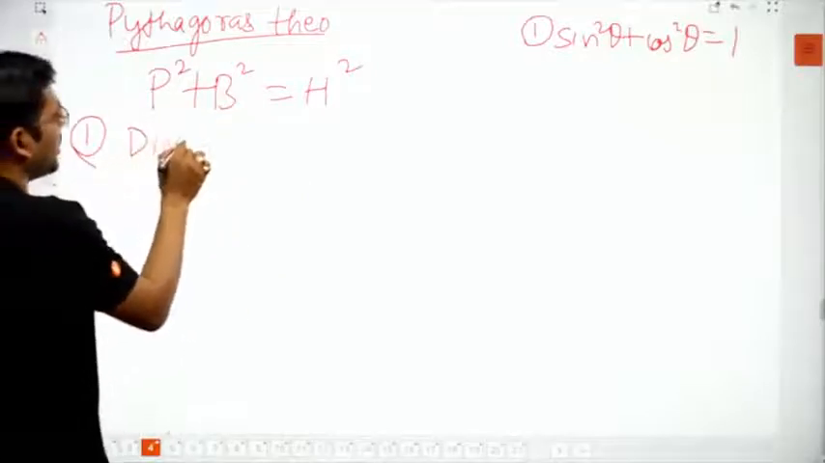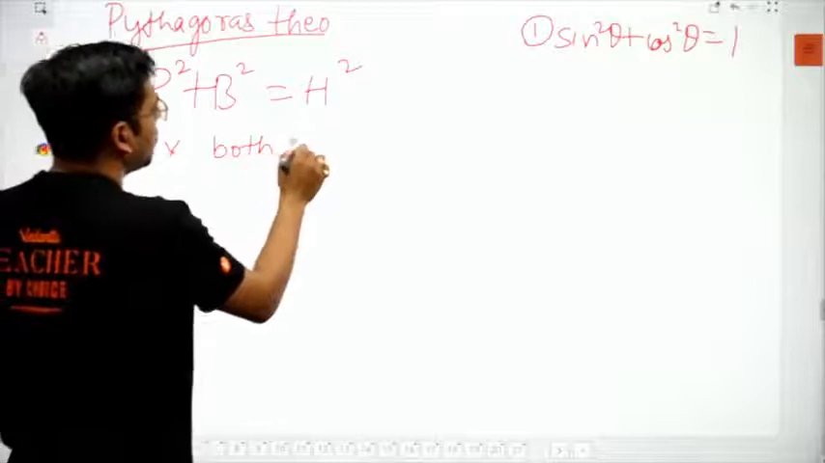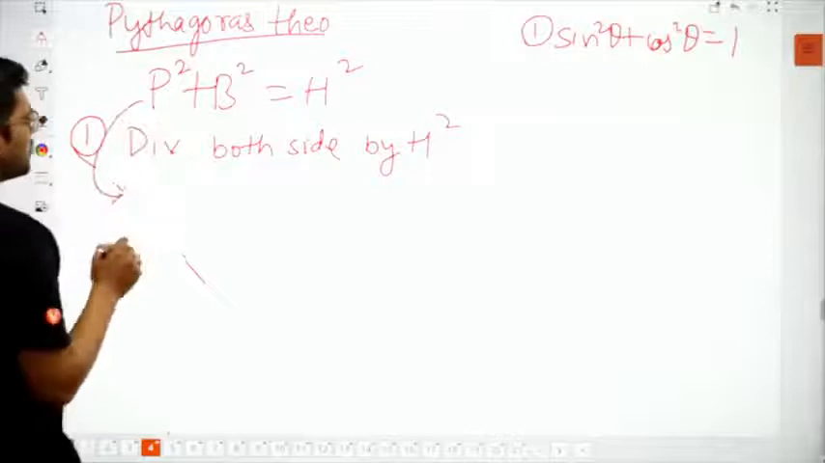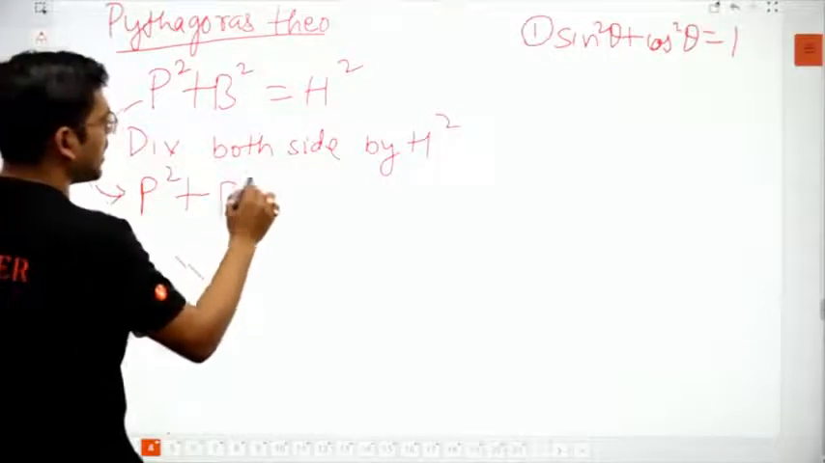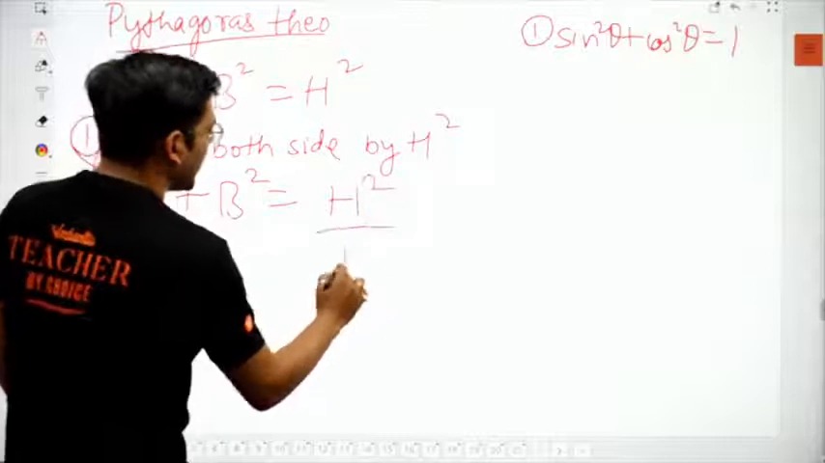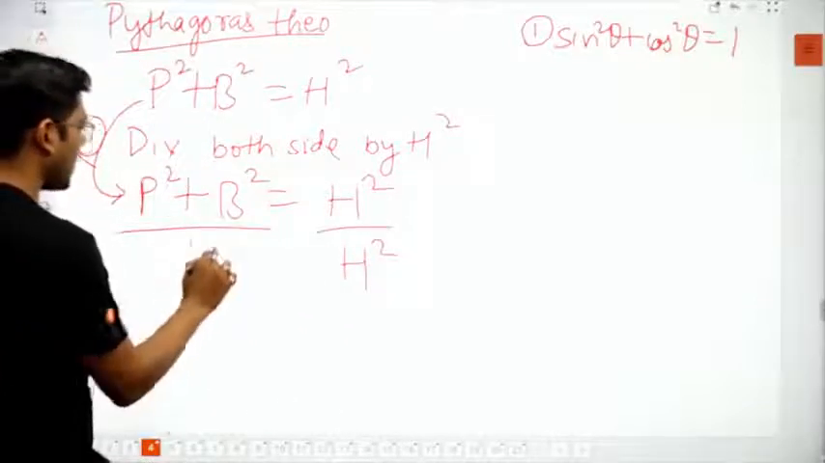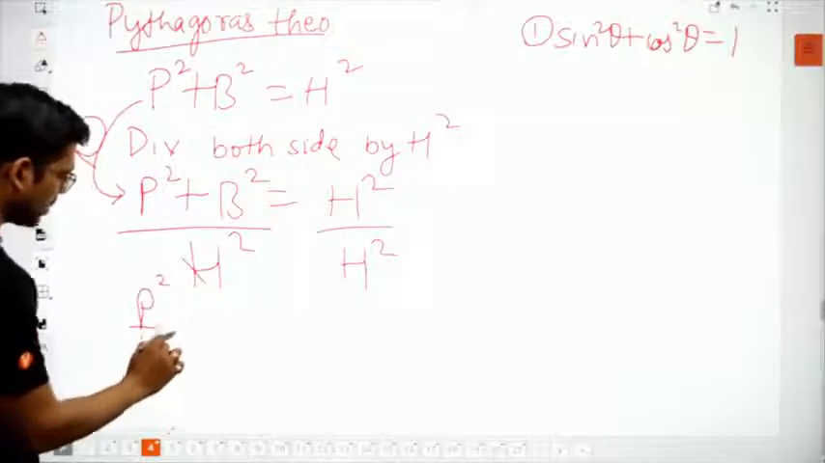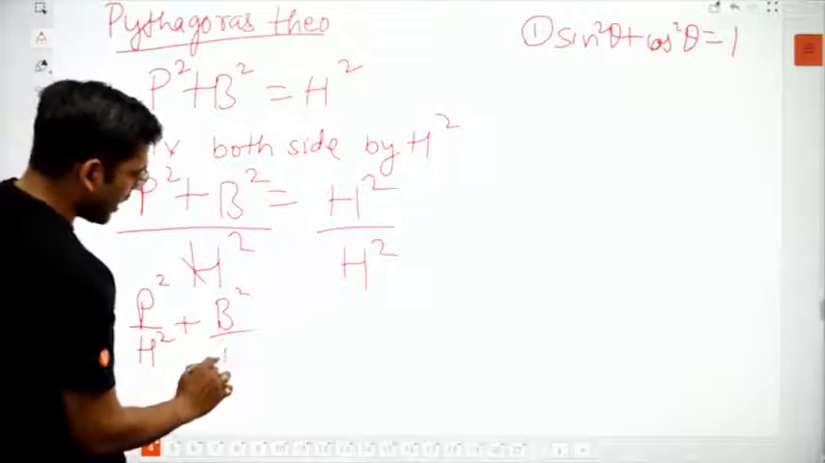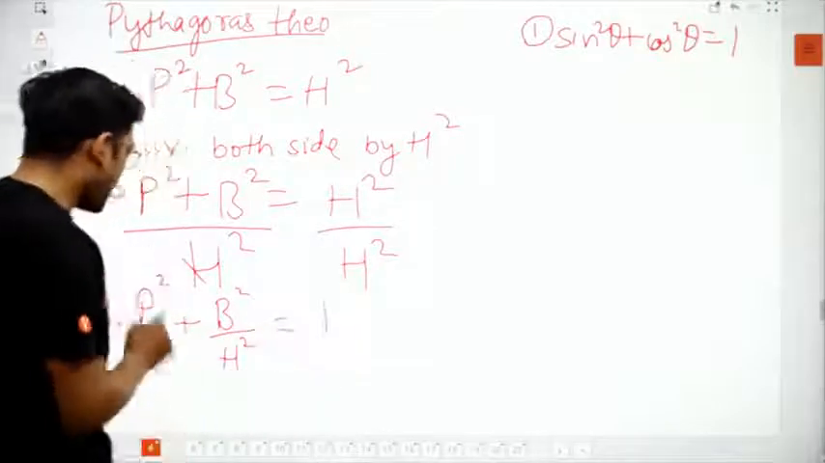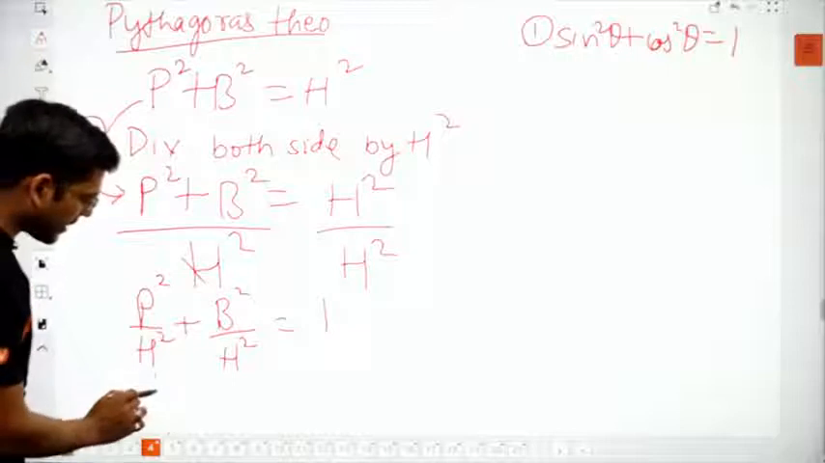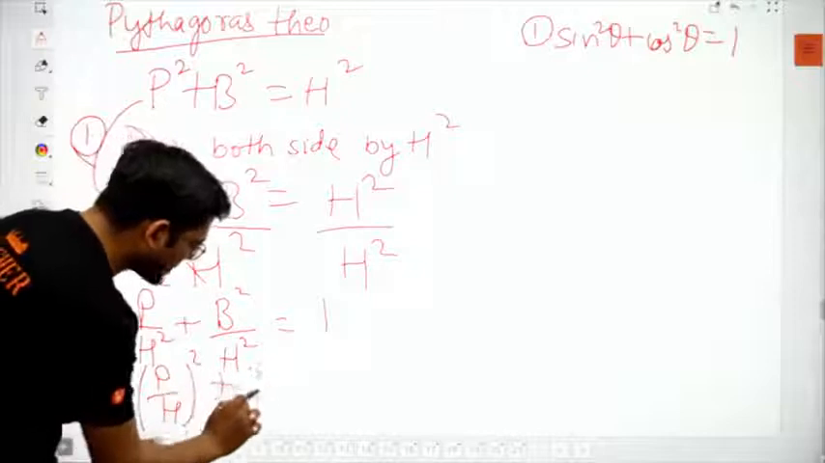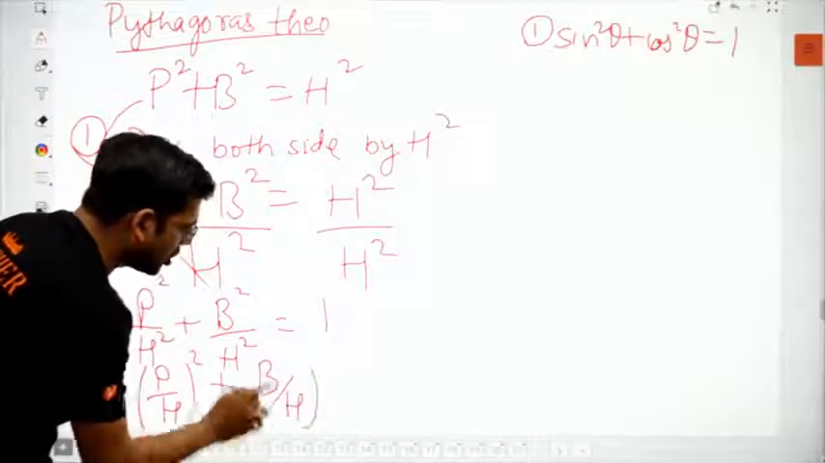First of all, you will divide both sides by h square. Now, what will this become? P square plus B square is equal to h square. Dividing here by h square and dividing here by h square, this will become P square upon h square plus B square upon h square is equal to 1. Now, P square upon h square can be written as (P upon h) whole square plus (B upon h) whole square.